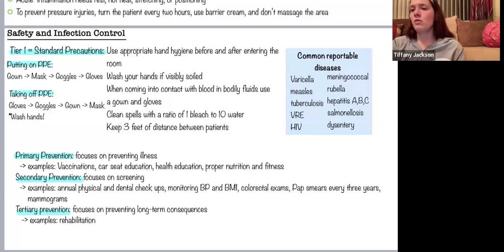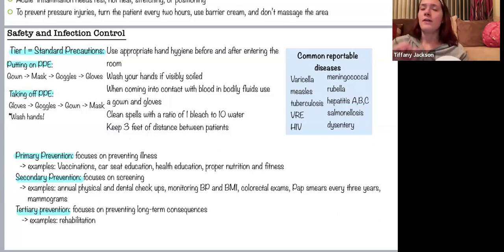It's important to know what diseases are reportable, such as tuberculosis, HIV, hepatitis, dysentery, because we will need to report that. When we're talking about preventing illness, we talk about primary prevention, secondary prevention, and tertiary prevention.